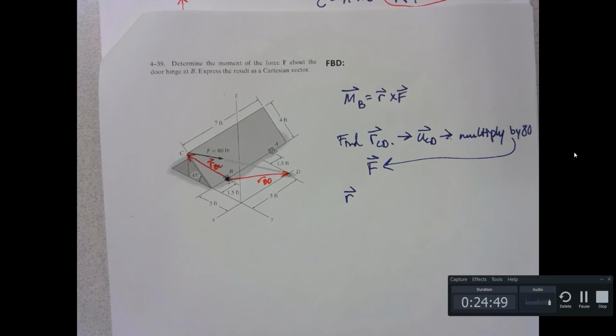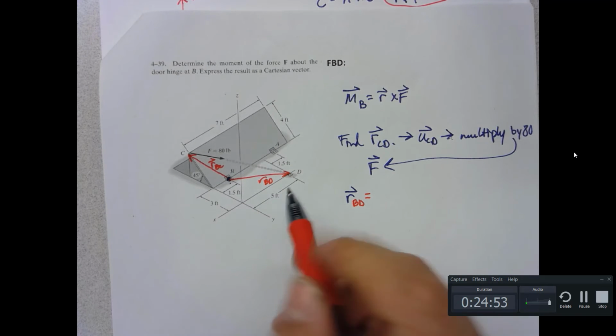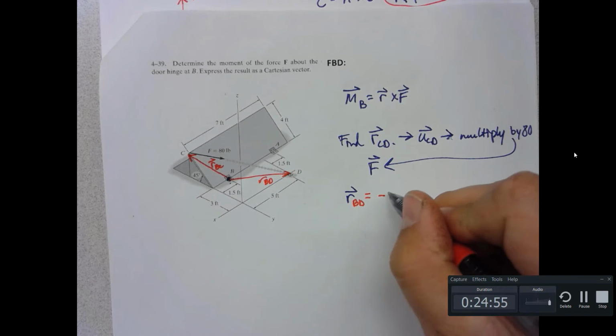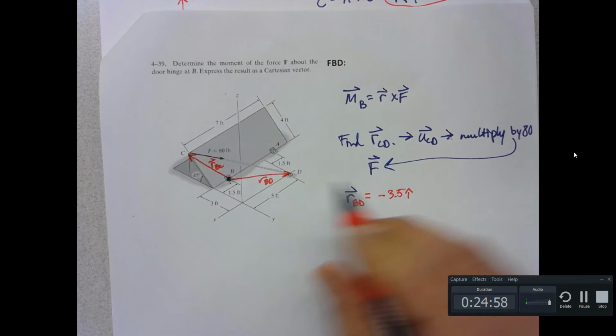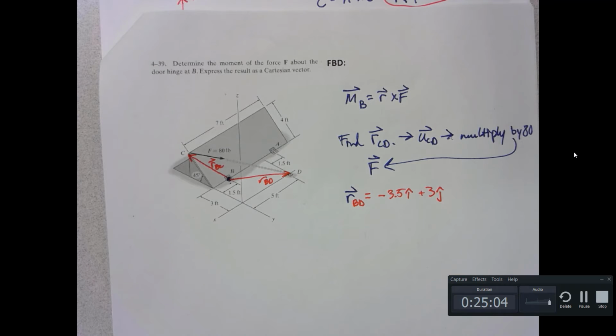Okay. So r_BD, I'll just do that for you. It looks like it's negative 3.5 i hat plus 3 j hat. Okay. So go ahead and solve the problem. Finish the problem. Find the force vector, and then take the cross product of r cross F.